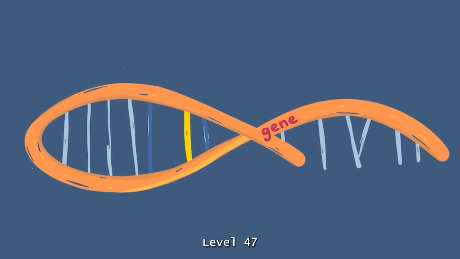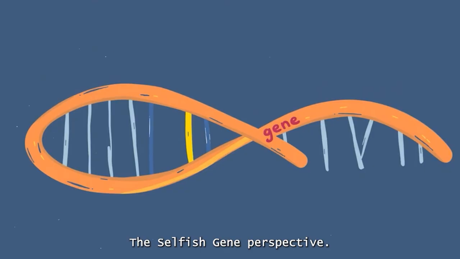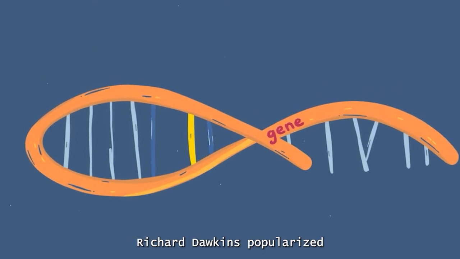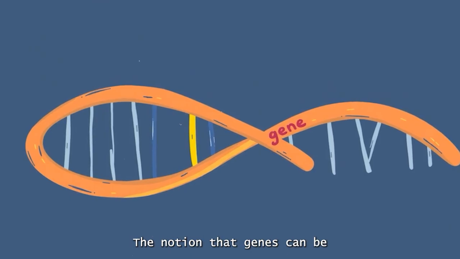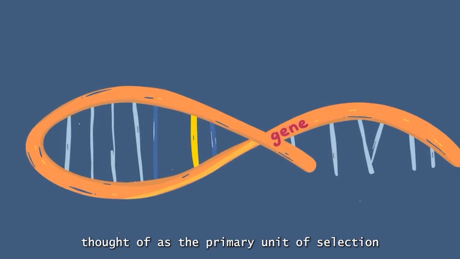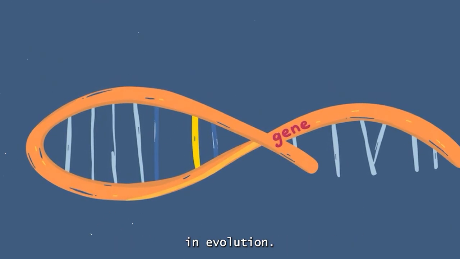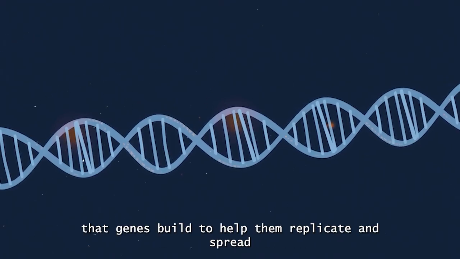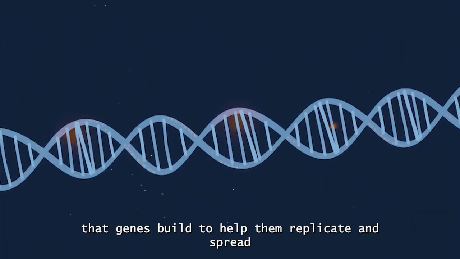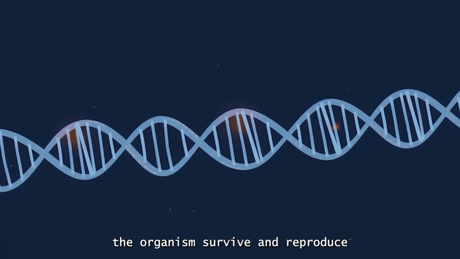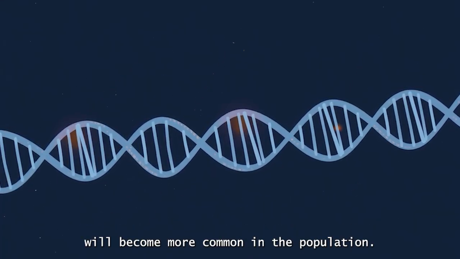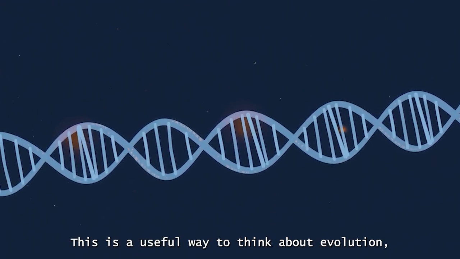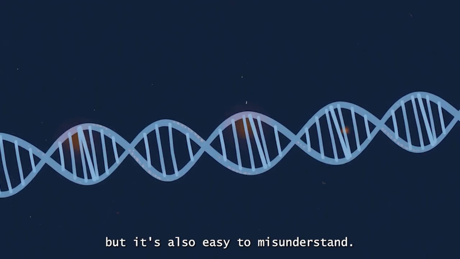Level 47. The selfish gene perspective. Richard Dawkins popularized the idea of the selfish gene, the notion that genes can be thought of as the primary unit of selection in evolution. From this perspective, organisms are vehicles that genes build to help them replicate and spread. A gene that helps the organism survive and reproduce will become more common in the population. This is a useful way to think about evolution, but it's also easy to misunderstand.